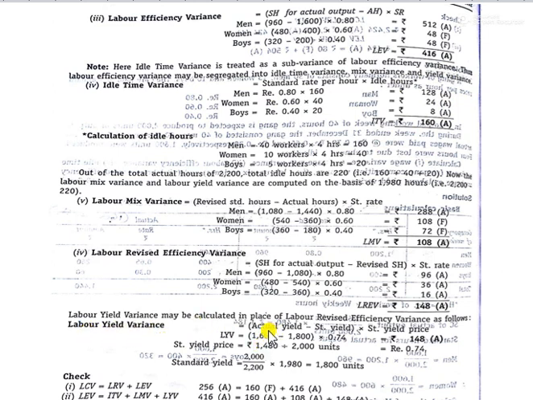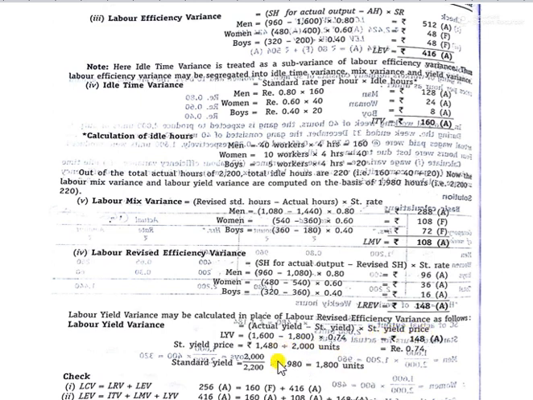Last we need to calculate the labor yield variance. Labor yield variance is equal to actual yield minus standard yield into standard yield price. Actual yield is given in the problem. Actual yield means output. Actual output is 1600 and we need to calculate the standard yield. Standard yield is based on 2000 units of output. To manufacture 2000 units we need to spend 2200 labor hours. From that 2200 labor hours we need to deduct the idle labor hours. It comes to 1980. So the standard yield is 1800.